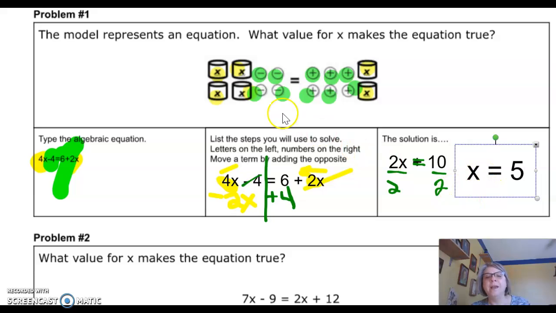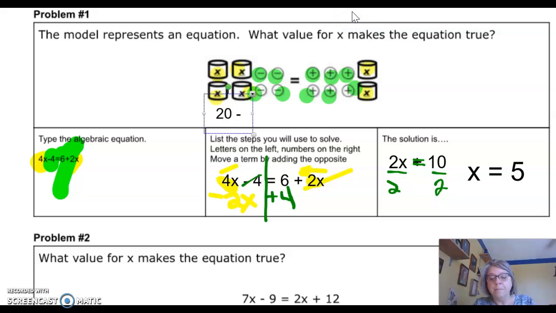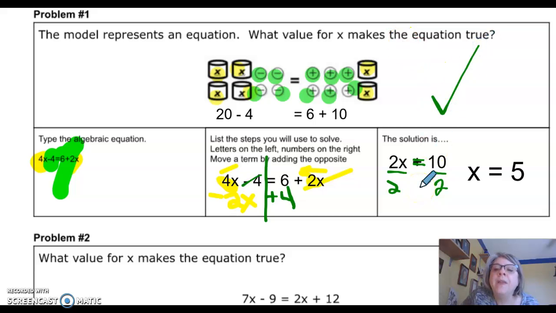That's my solution. Now I can put it back in here, 5, 10, 15, 20. This would be 20. Oops, sorry about that. Put it up here. This would be 20. Let me make that a little smaller. This would be 20 minus 4 equals 6 plus 5, 10. That would be 10, because each barrel is worth 10. And 20 minus 4 is 16, and 6 plus 10 is 16. So I get a check there, and that is how you solve equations.